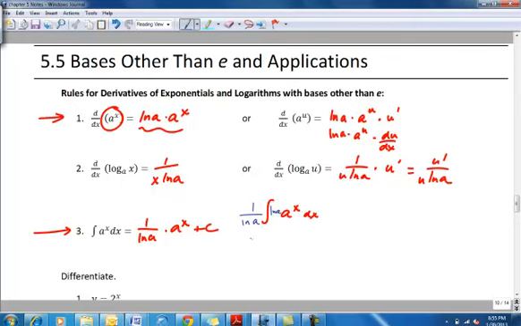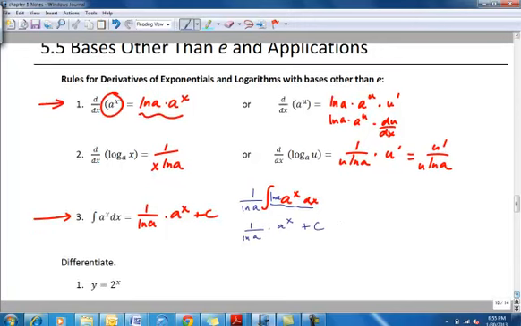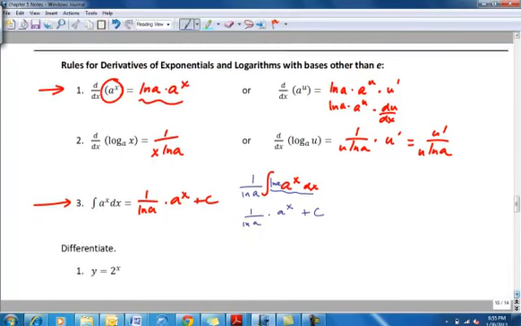So then when we integrate, the 1 over ln of a is still there. The integral of the integrand here is just a to the x, and then of course you've got the plus c. So just a little thought process there on how that works. Okay, so let's take a look at some examples.